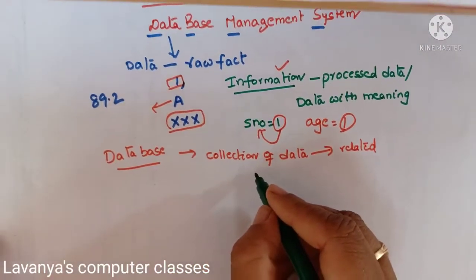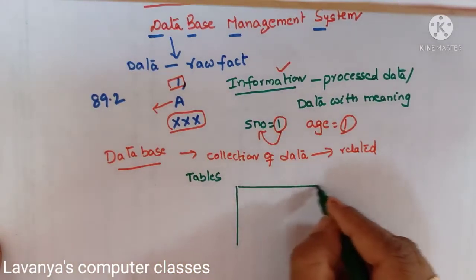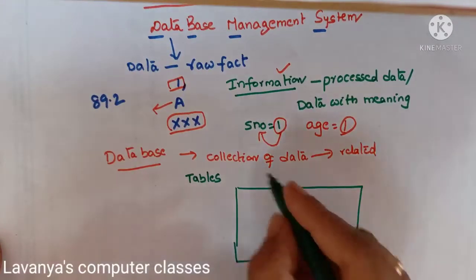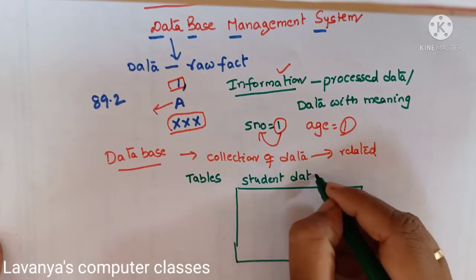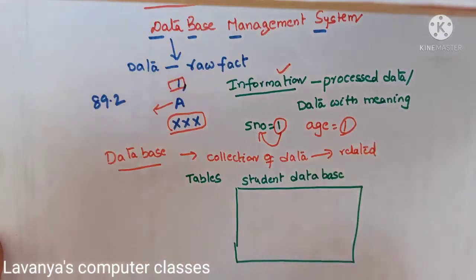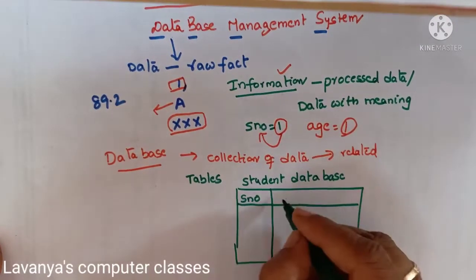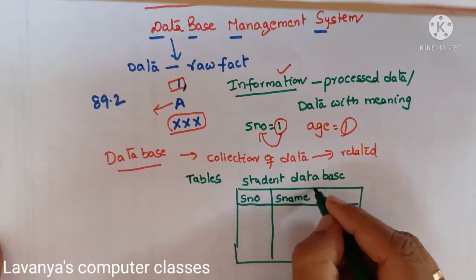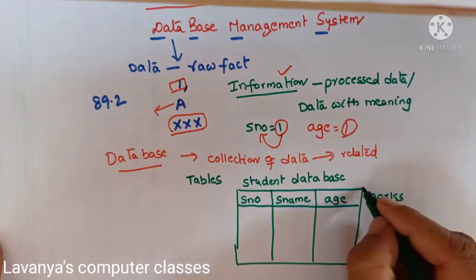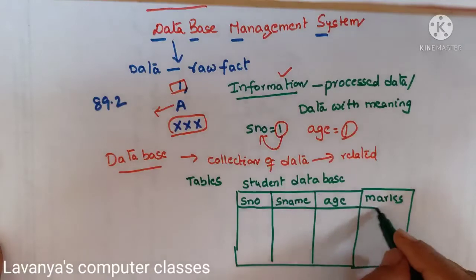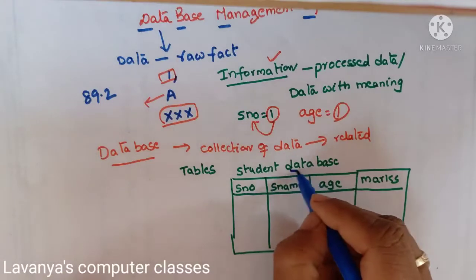Database is stored in the form of tables also. For example, I want to collect a student database. Collection of students' information stored in a table format is called a student database. What type of information is there? Serial number for any student, student name, age, marks. Information means processed data. Processed data of students is called a student database.